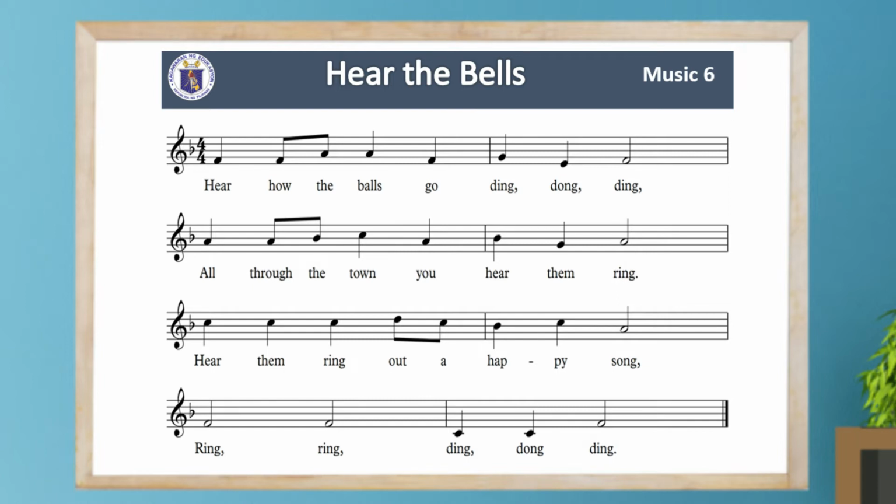Hear how the bells go ding dong ding. All to the town you hear them ring. Hear them ring out a happy song. Ring, ring, ding dong ding.